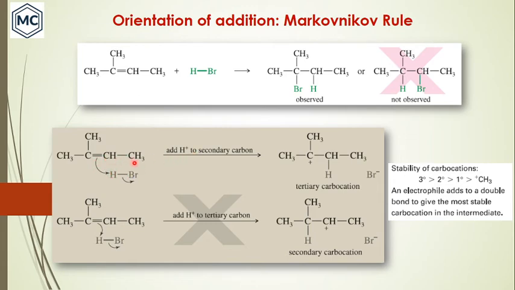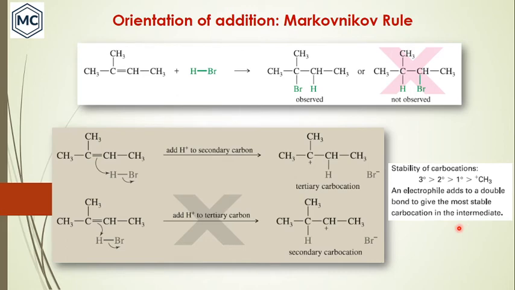So there is a possibility of addition of H plus to the secondary carbon atom, this one. You get a carbocation, tertiary carbocation. And another possibility is addition of H plus to the tertiary carbon atom, that is this carbon atom, you get a secondary carbocation. So the intermediate stability is important. The stability order of intermediate is tertiary is more stable than secondary, which is more stable than primary, which is more stable than methyl carbon. So an electrophile adds to a double bond to give the most stable carbocation intermediate.